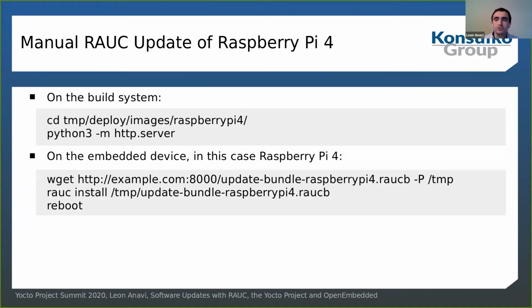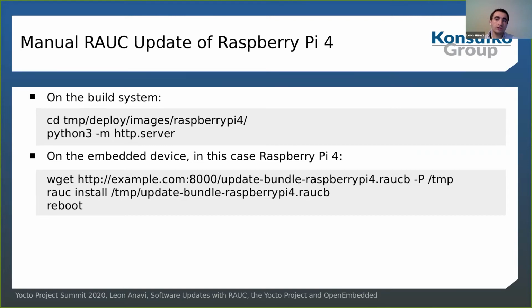After that, on the build system, I'm using Python 3. I'm starting the simple HTTP server, and with this HTTP server, after accessing it, of course, the Raspberry Pi and the build machine must be on the same network. After that, on the Raspberry Pi, I'm downloading the RAUC bundle that has been built in the previous step. I'm installing it with the rauc install command, followed by the path to the bundle that I have just downloaded. And after that, I need to reboot the Raspberry Pi in order for the update to take effect.